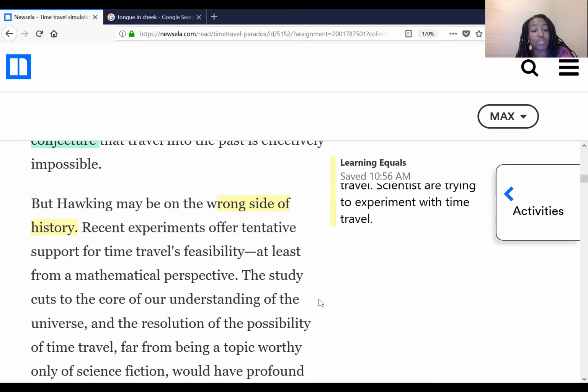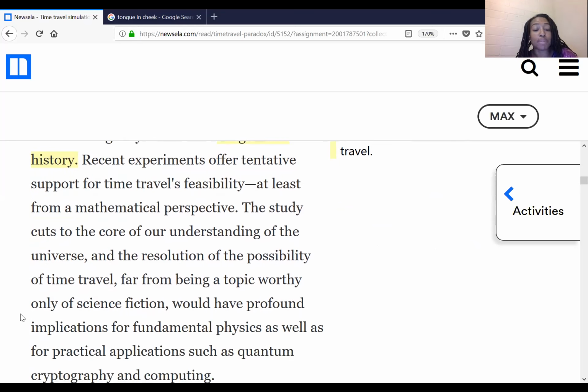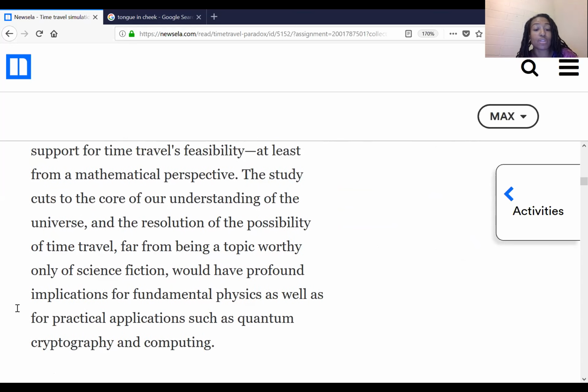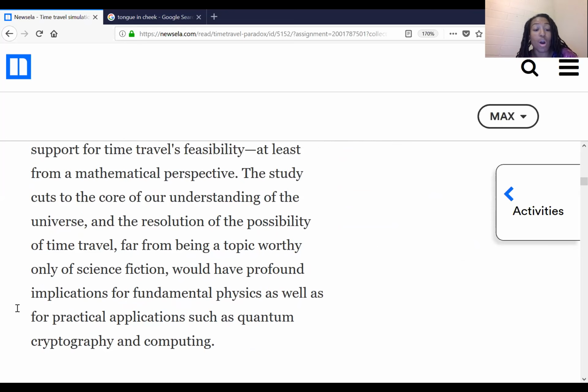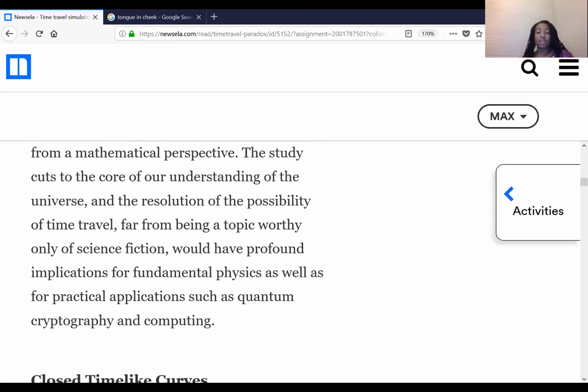The study cuts to the core of our understanding of the universe and the resolution of the possibility of time travel. Far from being a topic worthy only of science fiction, it would have profound implications for fundamental physics as well as for practical applications such as quantum cryptography and computing. Okay, so we have some serious vocabulary in here.